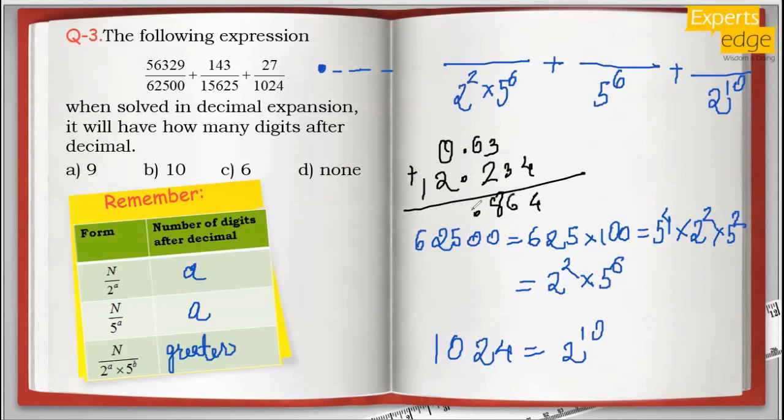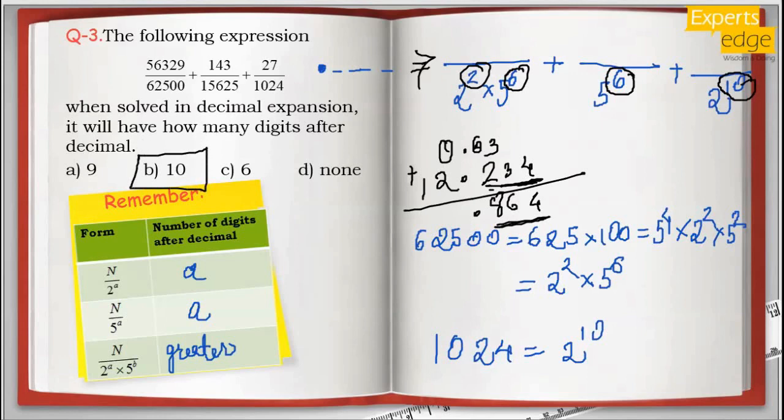So can you say after the decimal, how many digits are there? 3. So after the decimal, it will have as many digits as the bigger number has, right? This number has 3 digits. So similarly, what is the highest power you can see here? It is 2. Here you can see it is 6. Here you can see it is 6. And here it is 10. So for sure, this particular expression will have 10 digits after the decimal point in the decimal expansion.